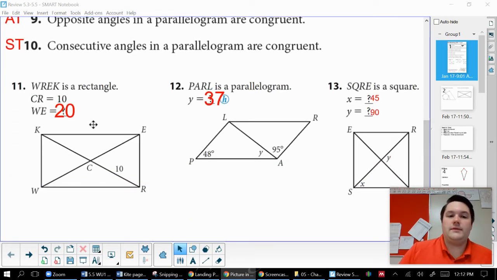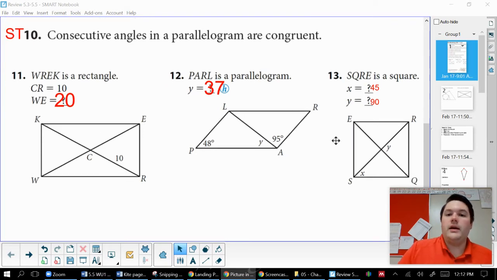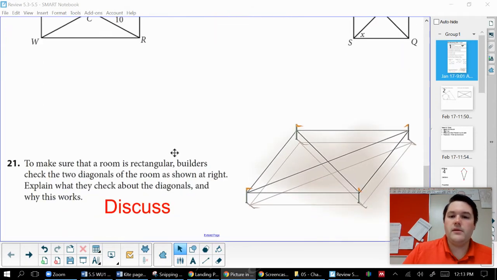Next up, we've got finding missing angles. You've got a rectangle, a parallelogram, and a square. Again, these are the biggest chunk of questions that are going to be on quizzes and tests: can you take this and find the missing information? And then this last one: to make sure that a room is rectangular, the builders check the diagonals of the room. Explain what they check for.